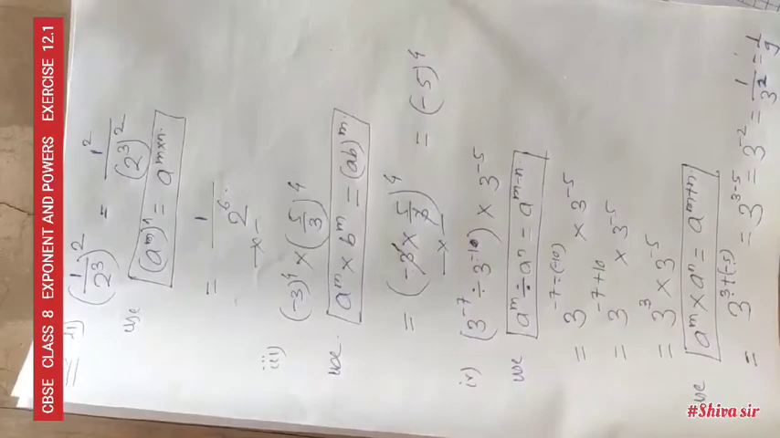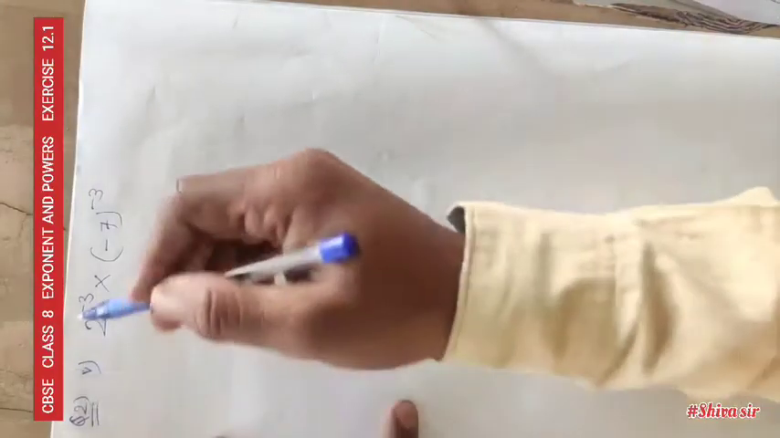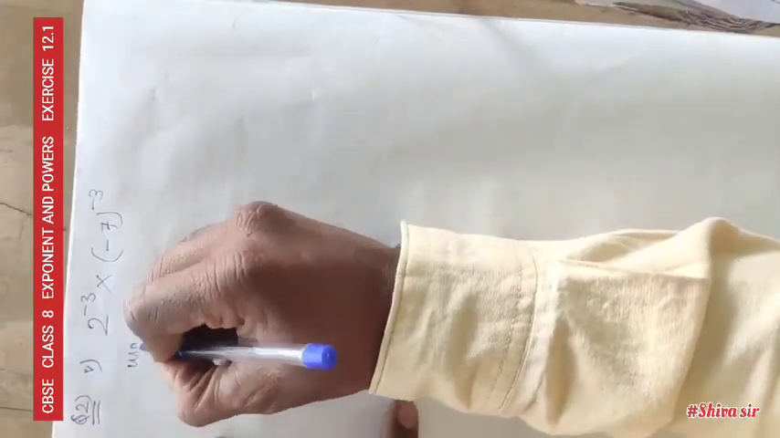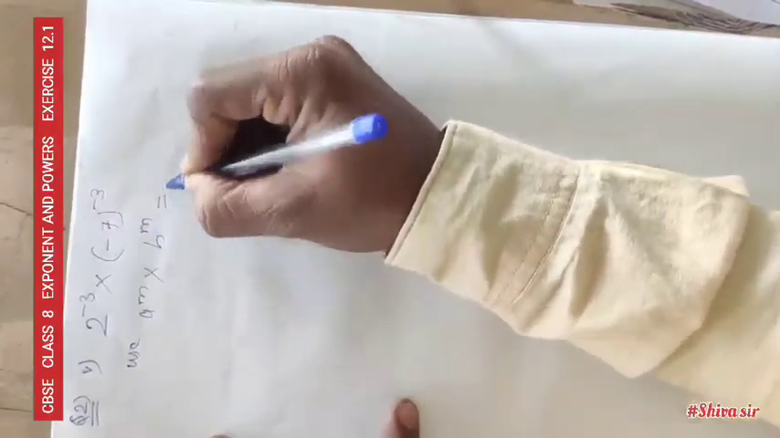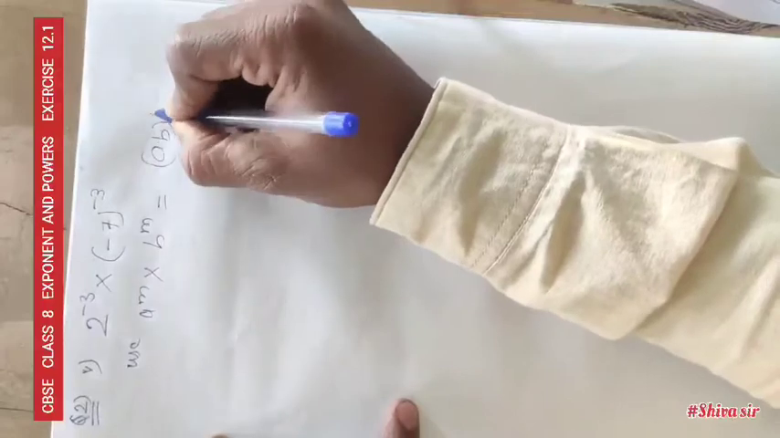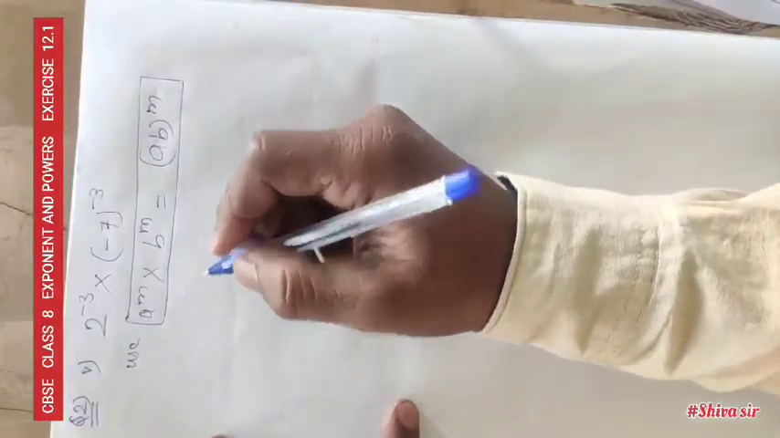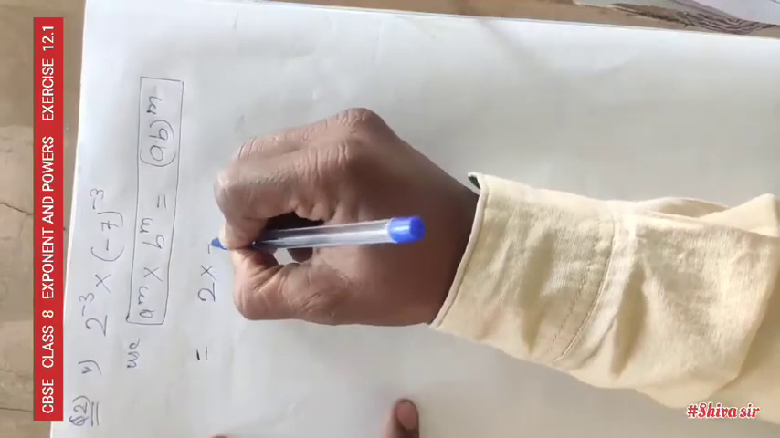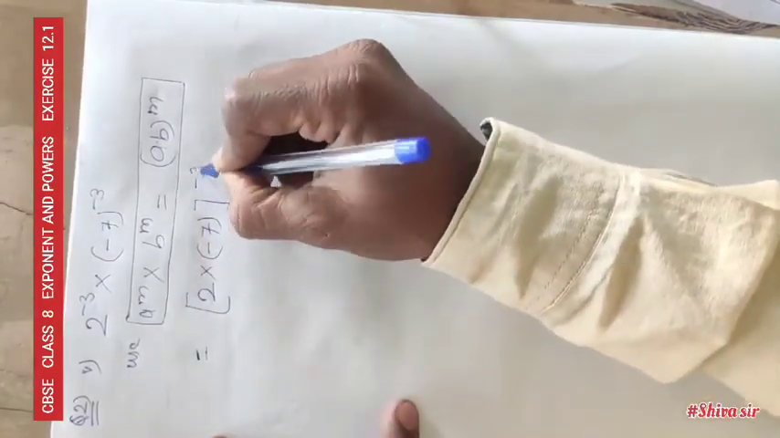Now the question is where the base values are different and the exponents are same. So simply use this formulation: a raised to the power m into b raised to the power m is equal to a into b raised to the power m. So here what is the value of a? 2. What is the value of b? Minus 7. And raised to the power minus 3.